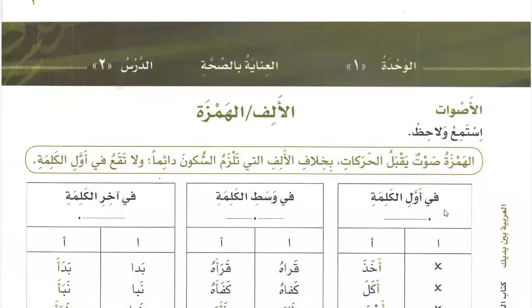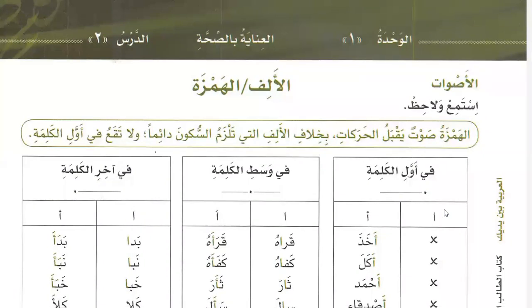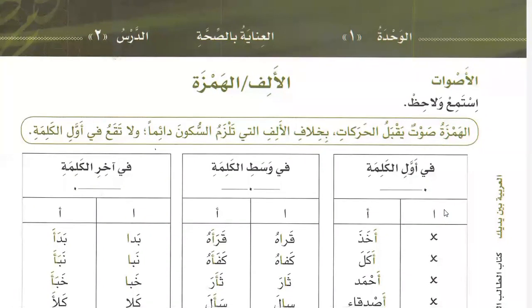The second sound is alif and hamza. Does anyone know what is alif, what is hamza? Yes, tell me. Alif is the simple alif, and if there is any harakat on alif, it will become hamza. Correct, your answer is correct.